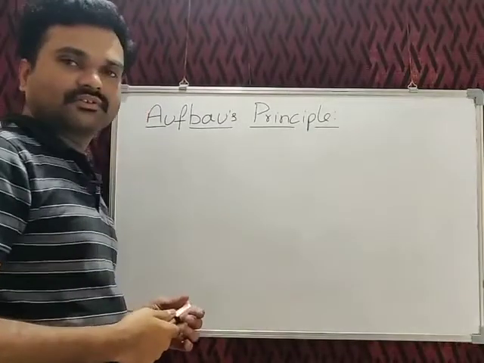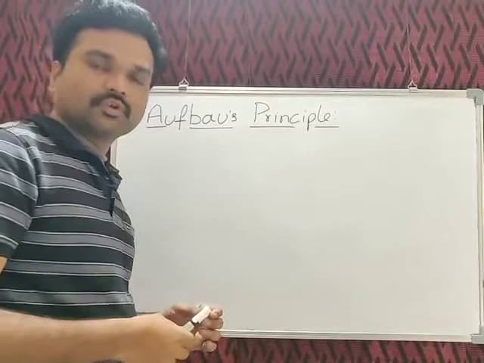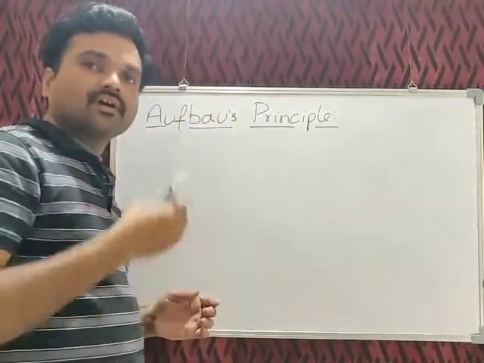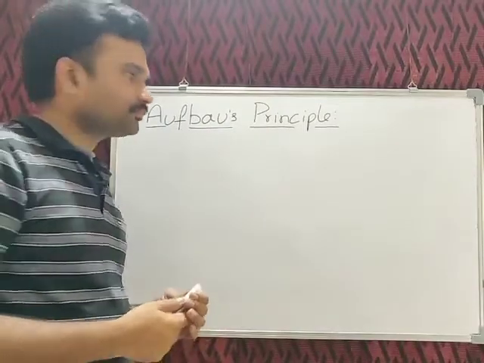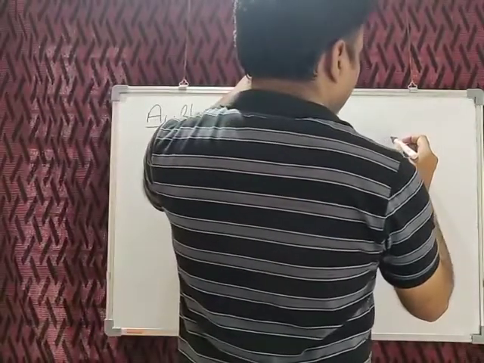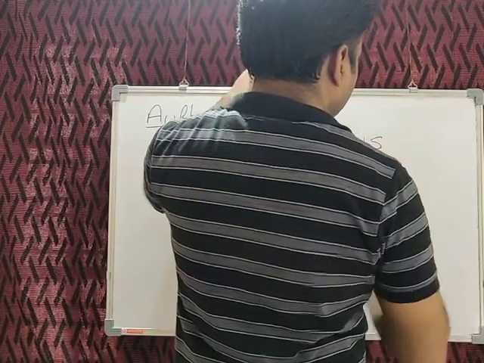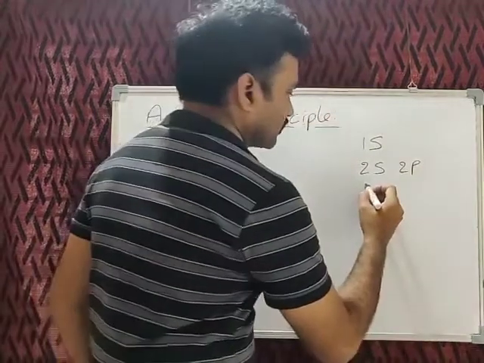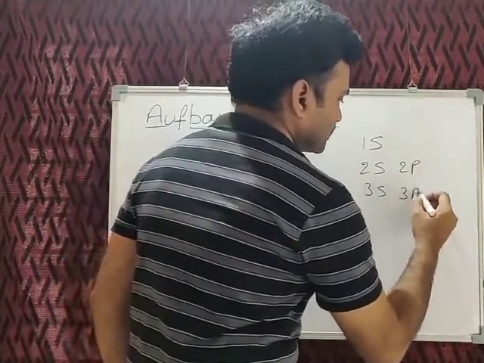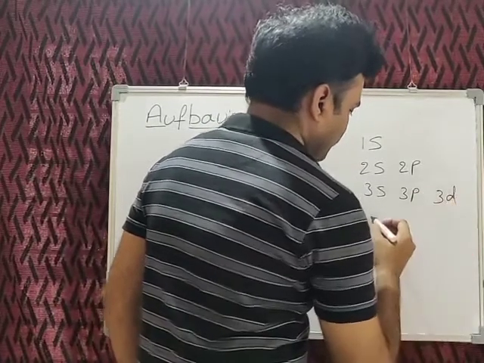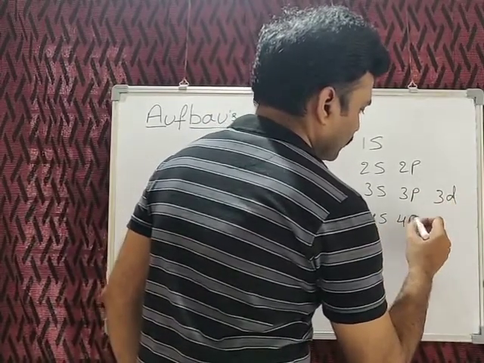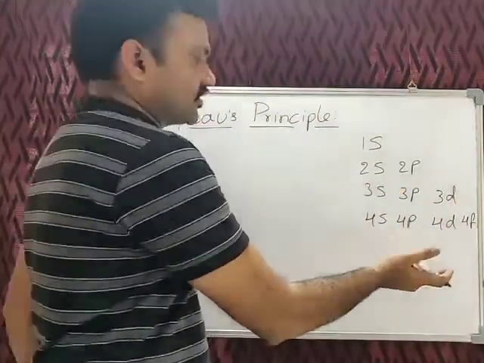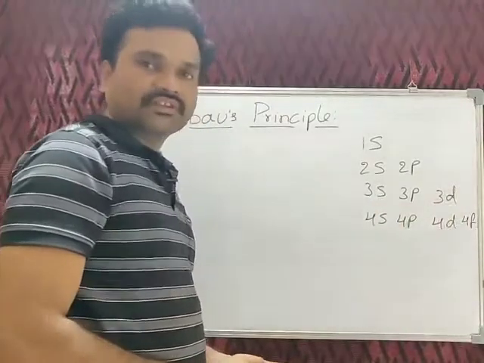To explain this, a diagram is given which we generally know as the Moeller diagram. It represents the filling of electrons in the different subshells of the orbits. As we know, in the first shell there is only one subshell, that is 1s. In the second shell there are two subshells, 2s and 2p. In the third shell there are three subshells, 3s, 3p, 3d. In the fourth, 4s, 4p, 4d and 4f. In this way, as the shell number increases, the number of subshells also increases.